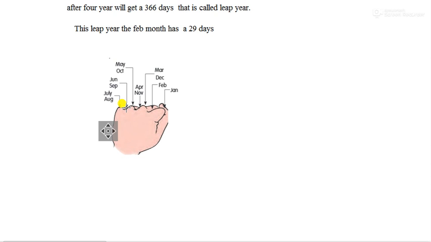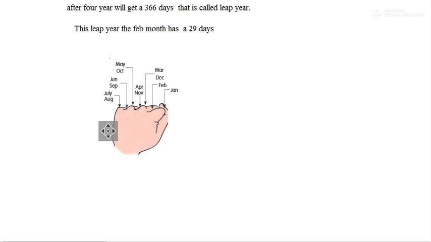So which are these knuckles? Above the elbow, this is above the elbow, this is below the elbow. So above the elbows are the 31 days and below this elbow are the 30 days. And these are January, March, December, these all are the 31 days, and February has 28 or 29 days.